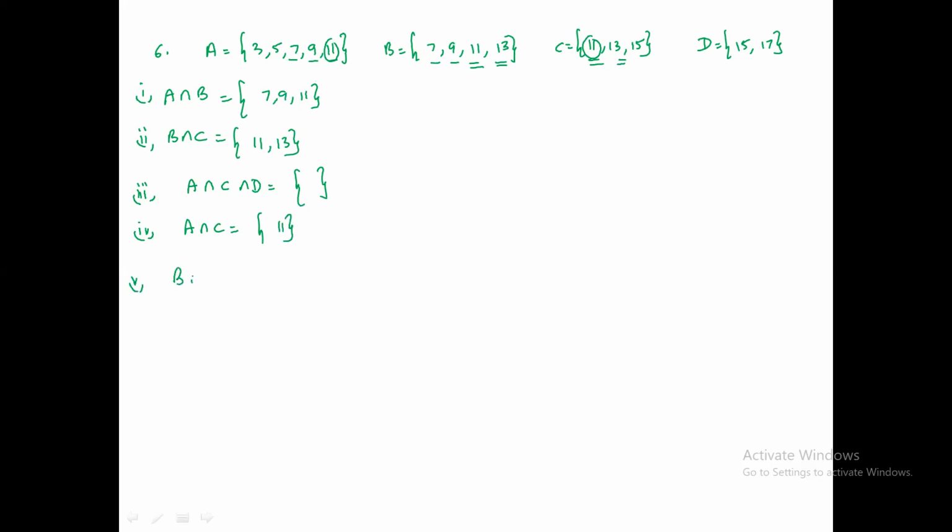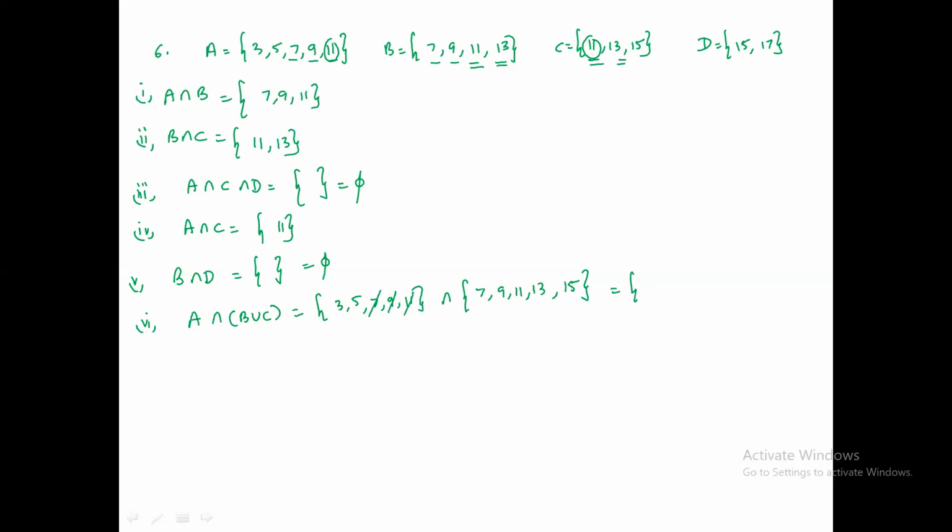Fifth one. B intersection D. Common in B and D. I don't find anything common. It is empty set. That is 5. Next, sixth one. A intersection B union C. So I will write A 3, 5, 7, 9, 11 intersection B union C. So first I will write elements of B, then elements of C. 11 and 13 I will not write, I will write 15. So when I take intersection, the common 7, 9, 11, these three are common. 7, 9, 11.